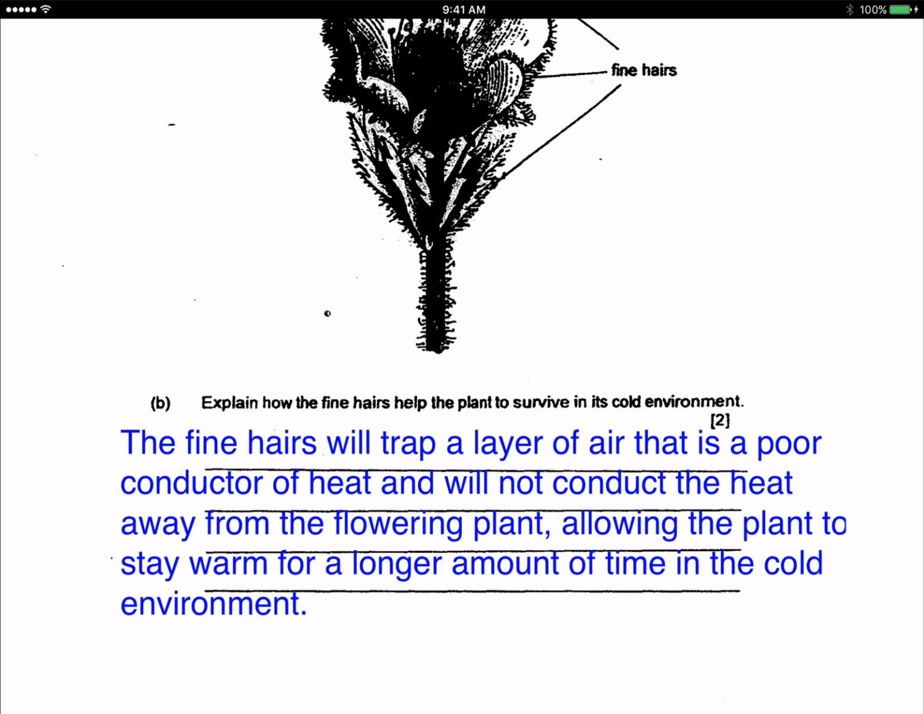Because they trap the heat, it will not die. As a result, it will be able to survive in the cold environment.